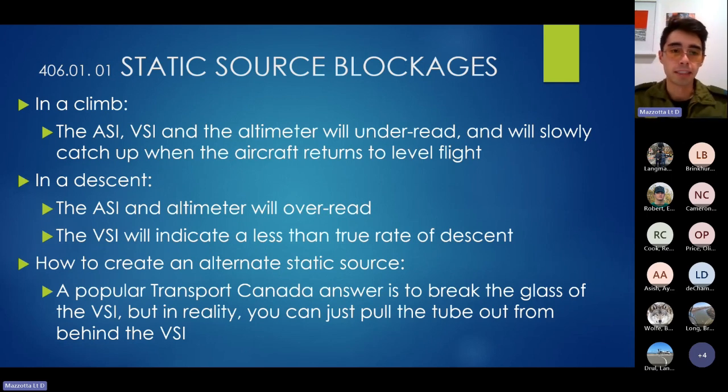So how to create an alternate static source. Well, a popular Transport Canada answer is just to break the glass on the vertical speed indicator, which I've heard of, but haven't actually had to do it myself or flown in an aircraft where that's happened. But you can also pull out the tube from behind the vertical speed indicator, especially on the gliders as you can reach them. But for a 172, they're a little bit harder to get at. Again, I'm sure it has happened, but in the time that I've been flying the last 10 years, it hasn't happened to me, hasn't happened to anybody I know.